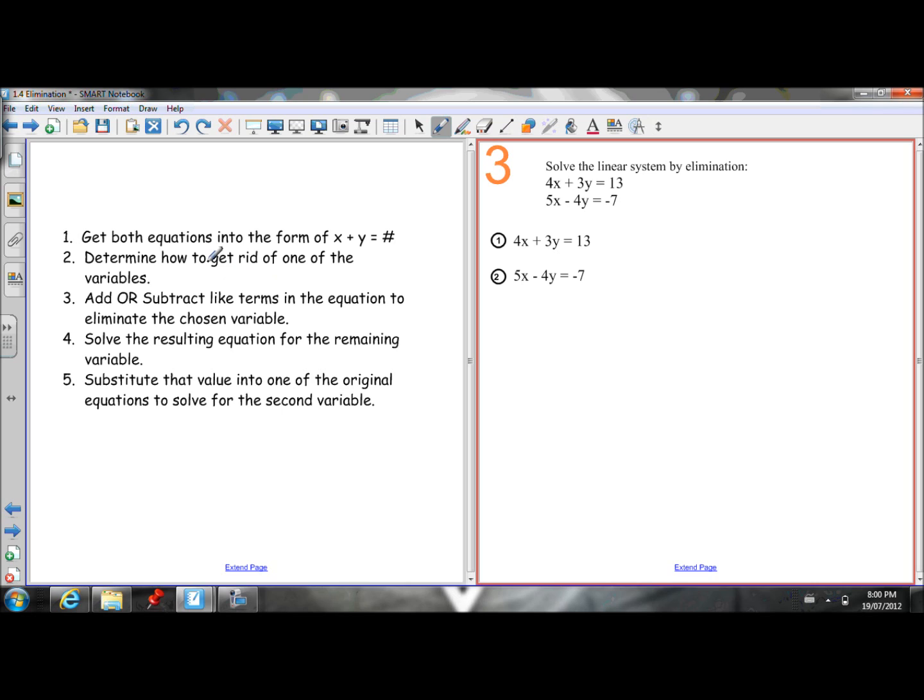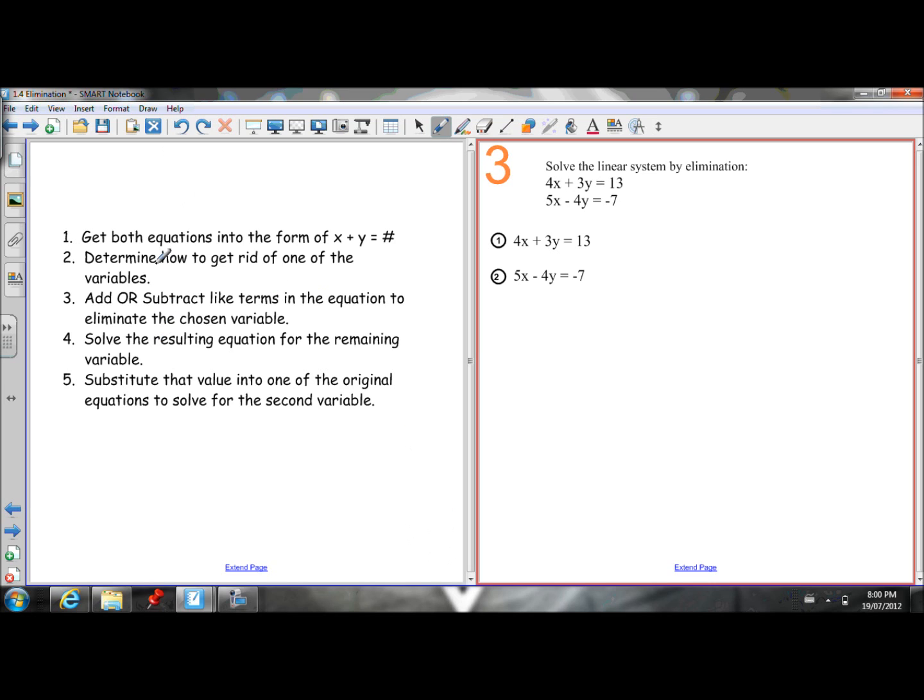One more example where you're actually going to have to multiply both equations by a number in order to be able to eliminate a variable. So step number 1, I want to solve this by elimination. I have to make sure it's in the form x plus y equals a number. These both are. That way the like terms are lined up with each other. It makes it easier for collecting the like terms when we add or subtract.